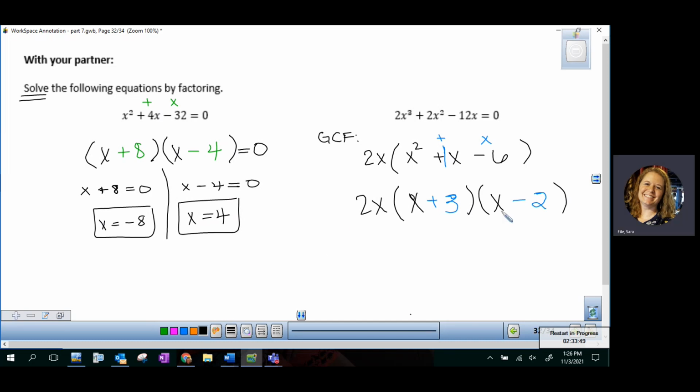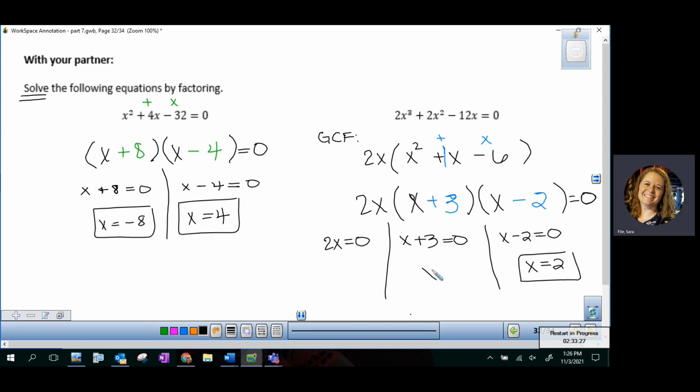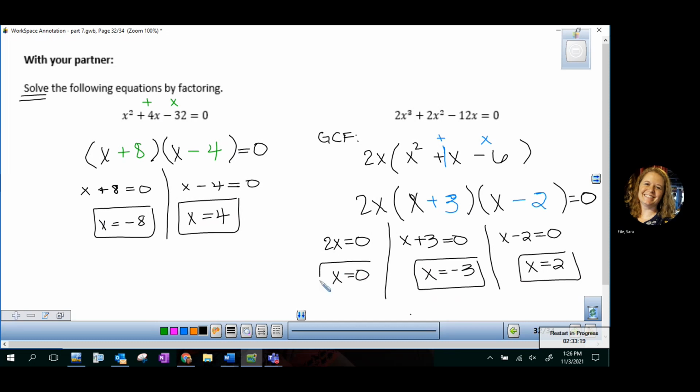Okay, so once I've got it completely factored and set equal to 0, we split and solve. So I set 2x equal to 0, x plus 3 equal to 0, and x minus 2 equal to 0. So here I would add the 2, so that's 2. Here I would subtract the 3. Here I would divide by the 2, and so that would still be 0. That one had 3 solutions. If you ever want to check your answers, you go plug them back in and make sure that comes out true.